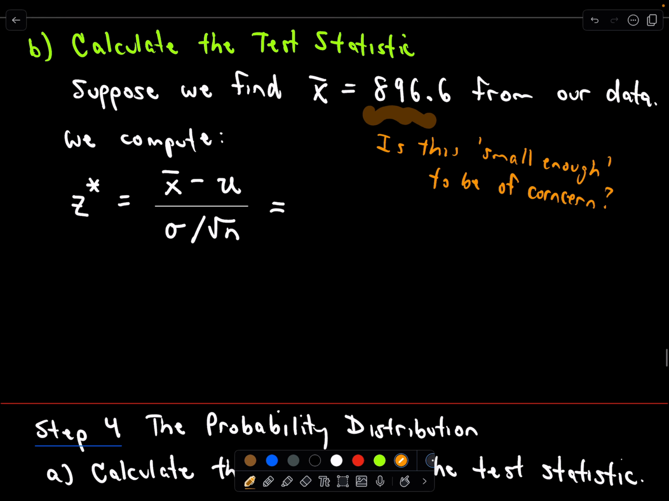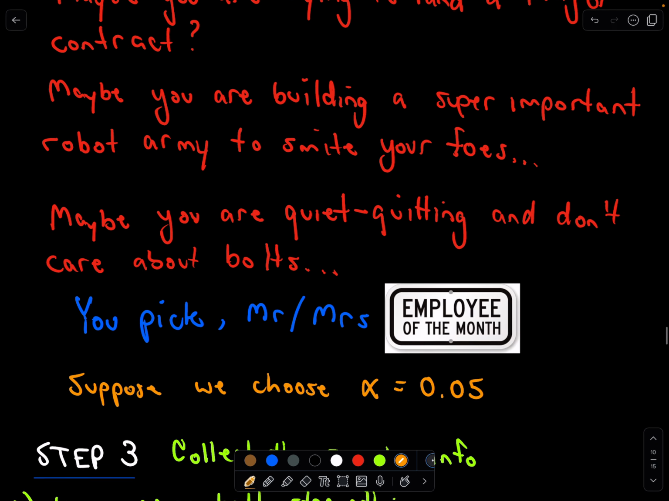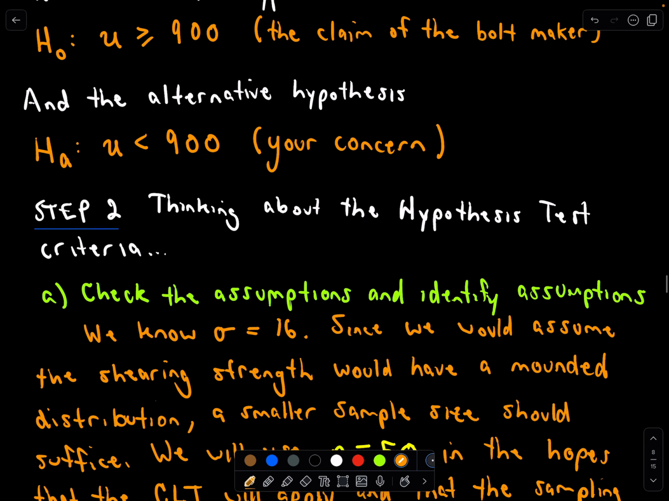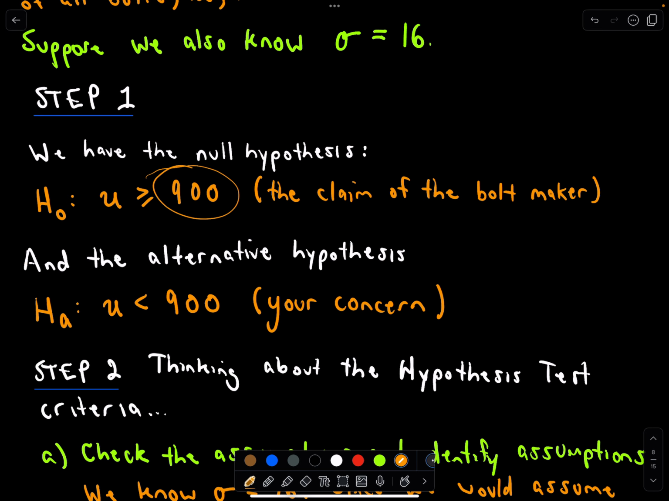So let's compute this test statistic. So there it is. In this case, we set our X bar. We went through our data and we found it, 896.6. We subtract away our mean, and that comes from our null hypothesis, which we said was greater than or equal to 900. So that's our value of mu.